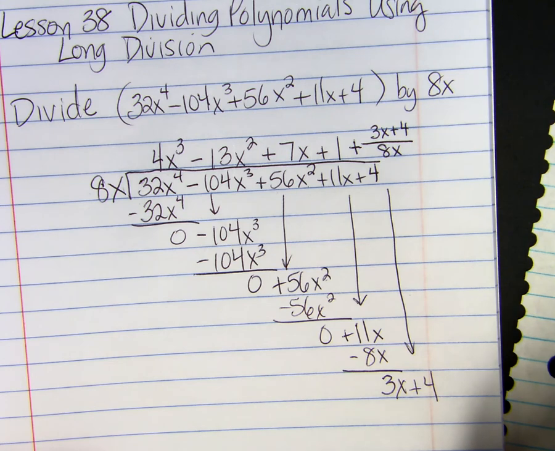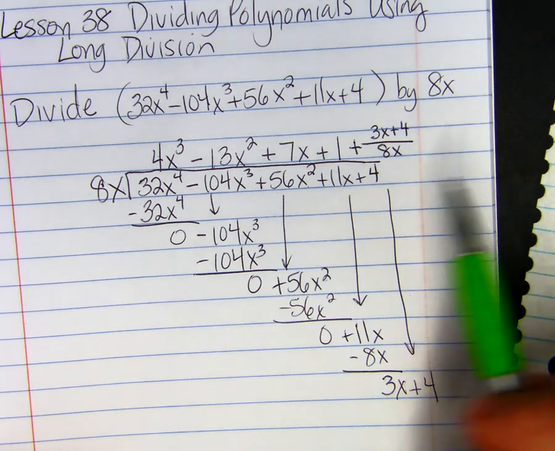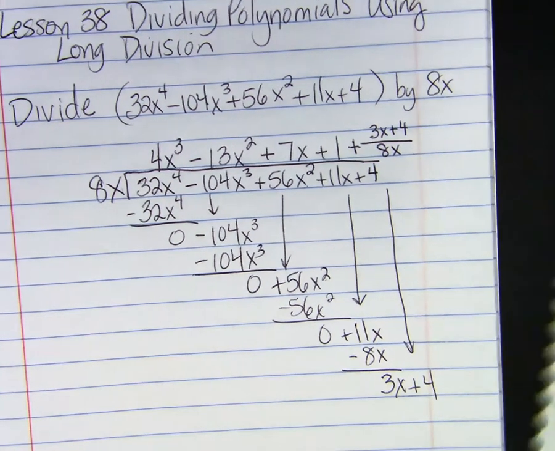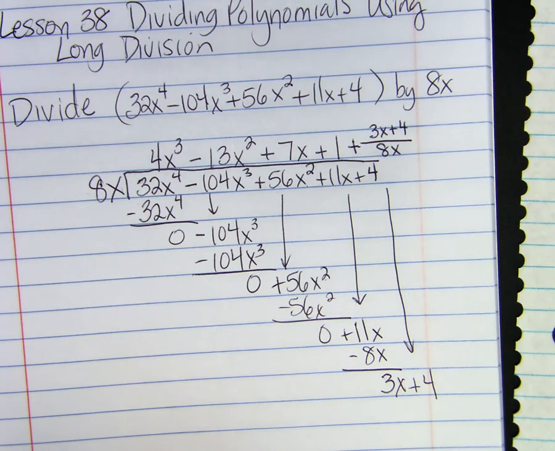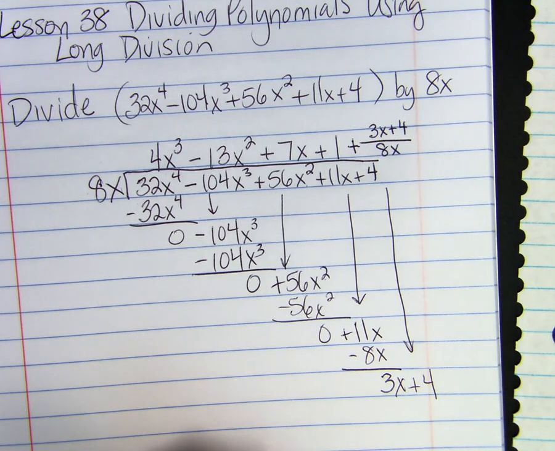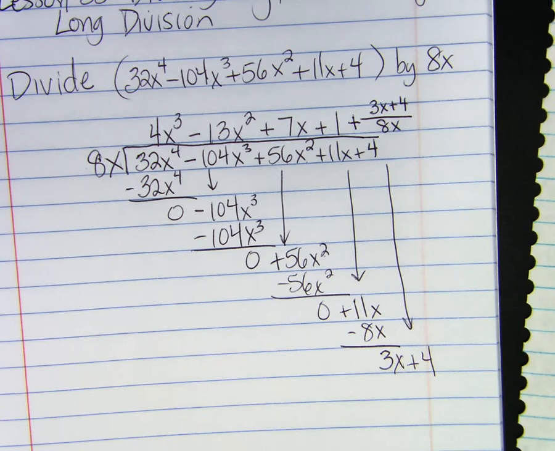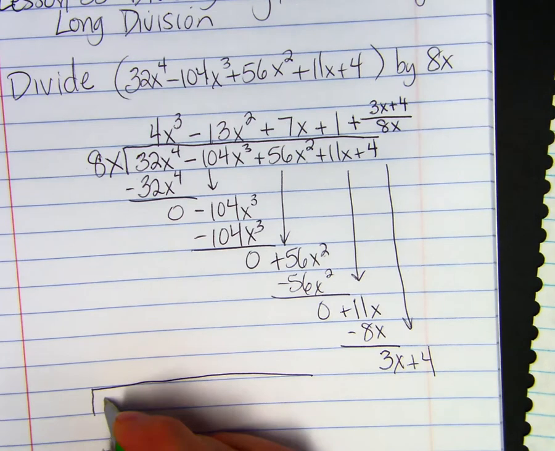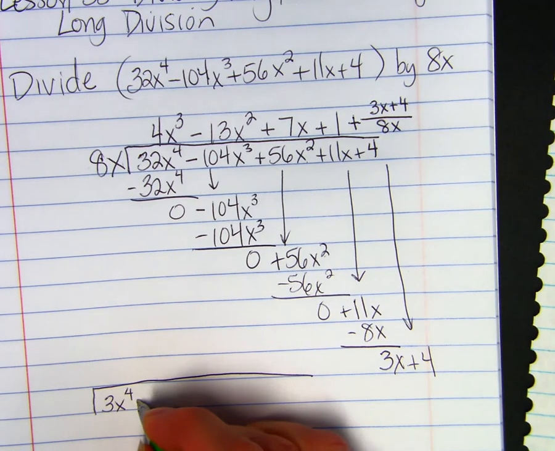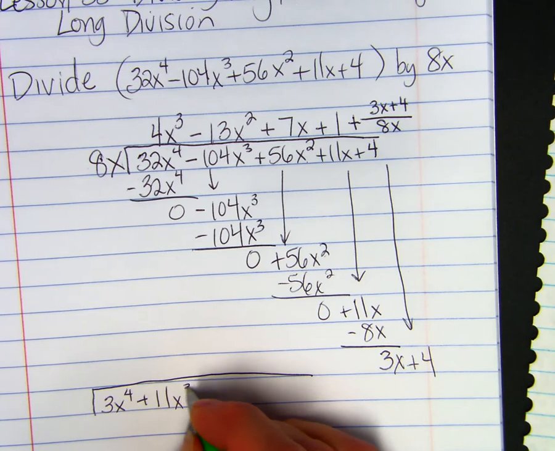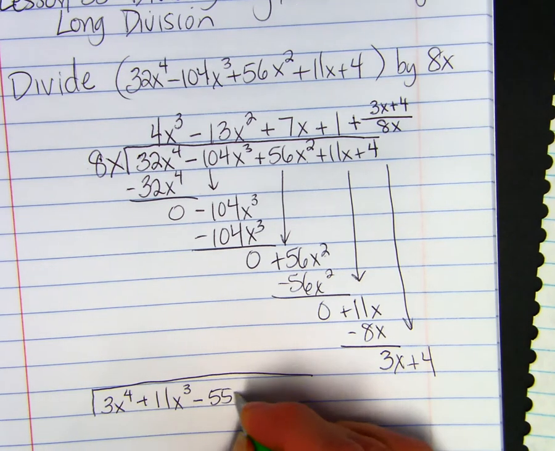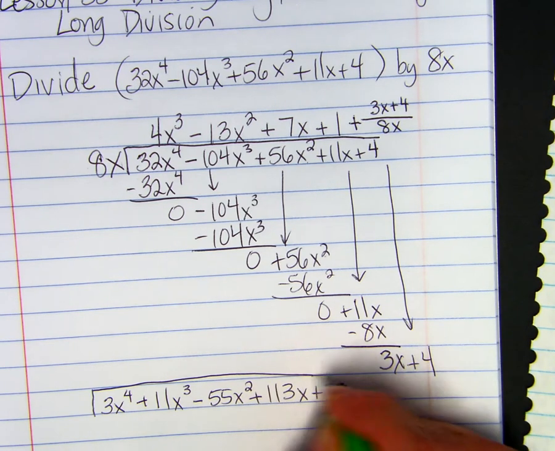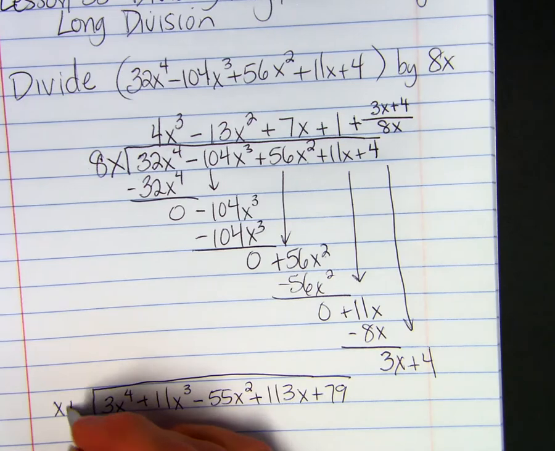Okay. Now I'm going to do another example where the divisor is a polynomial, not a monomial. So we're going to write it in the box already. So we have 3x to the 4th plus 11x cubed minus 55x squared plus 113x plus 79 divided by x plus 7.